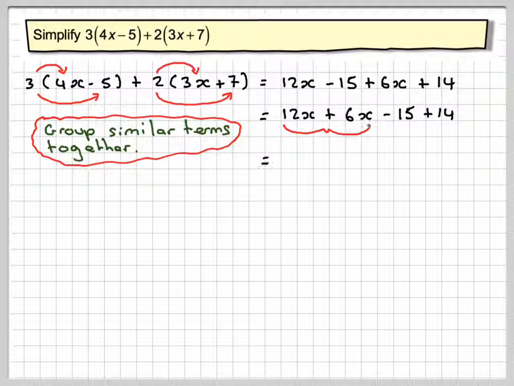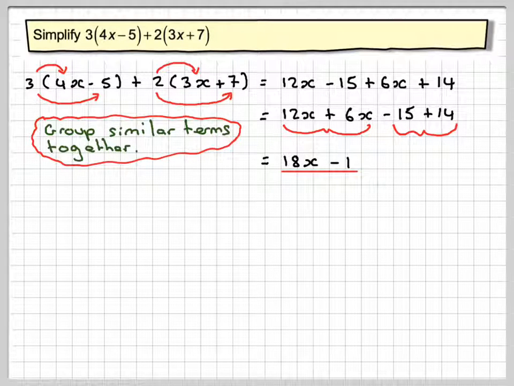So grouping these two together, 12x plus 6x is 12 plus 6 makes 18, so it gives me 18x. And then grouping these two together, we've got minus 15 plus 14. So we go back 15 plus 14, which takes me to minus 1. So this simplified becomes 18x minus 1. Notice all my equal signs are in a straight line underneath each other.